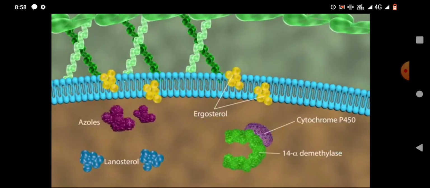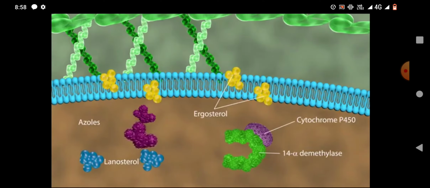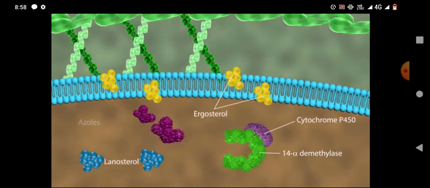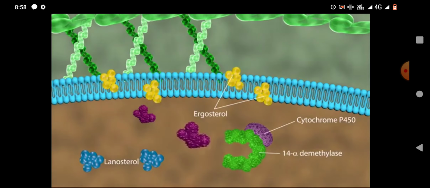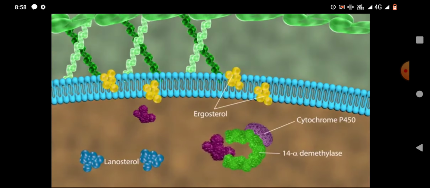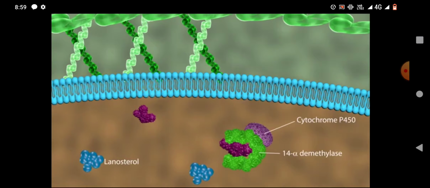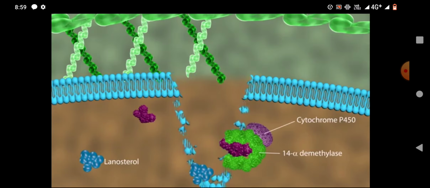The azoles have broad-spectrum antifungal activity. They impair ergosterol synthesis by inhibiting the fungal cytochrome P450-mediated enzyme 14-alpha demethylase, inhibiting demethylation of lanosterol and causing accumulation of methylsterols. Lack of ergosterol leads to disruption of the fungal cell membrane.